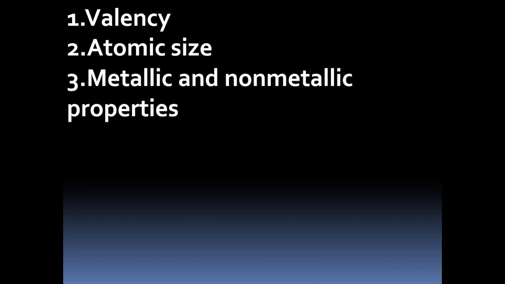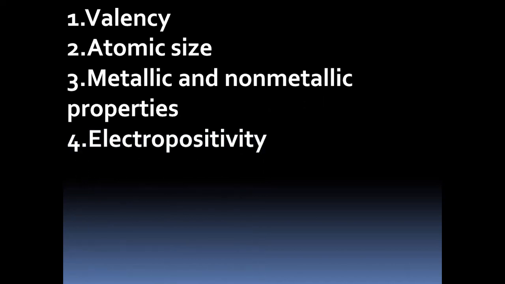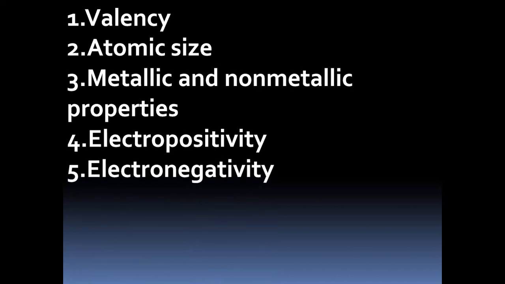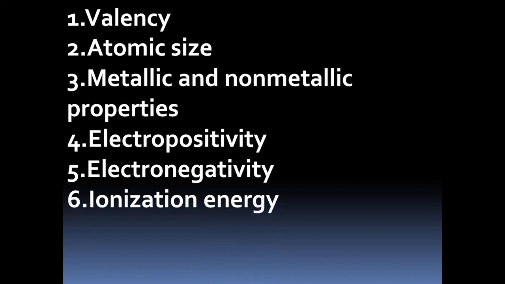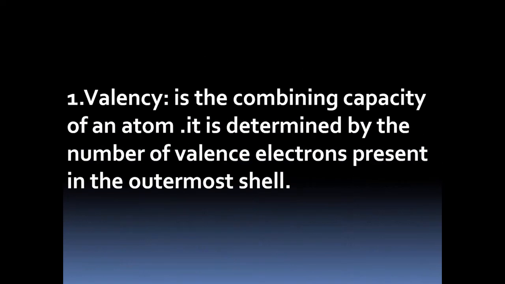First, valency. Second, atomic size. Third, metallic and non-metallic properties. Fourth, electropositivity. Fifth, electronegativity. Sixth, ionization energy. So these are the different trends given in the present syllabus. Let us learn one by one.